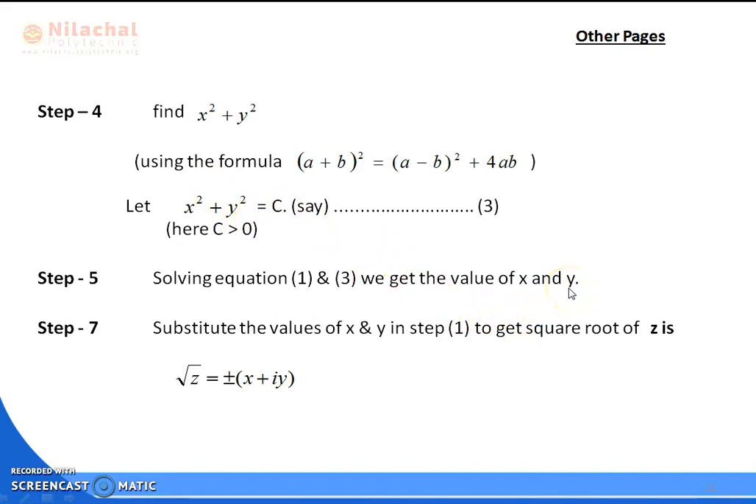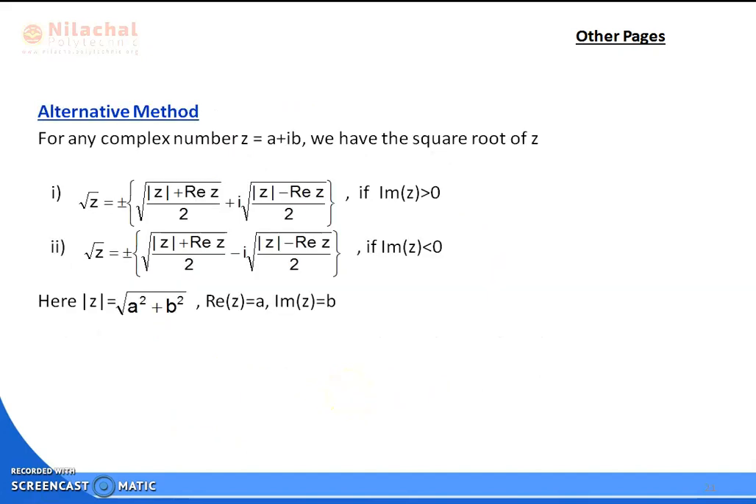Then after finding the values of x and y, we can substitute in step 1, that is root z equals plus minus x plus iy. Fine. So this is known as the square root of a complex number. Clear? So let us start.